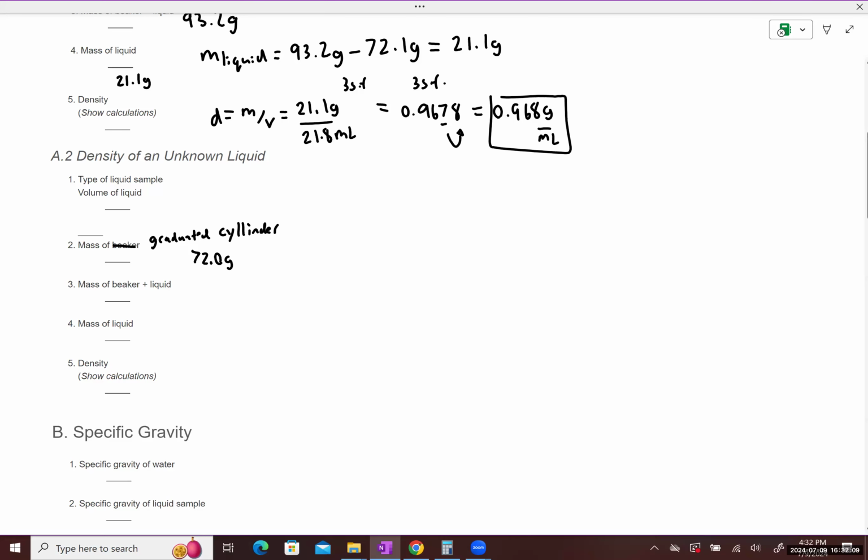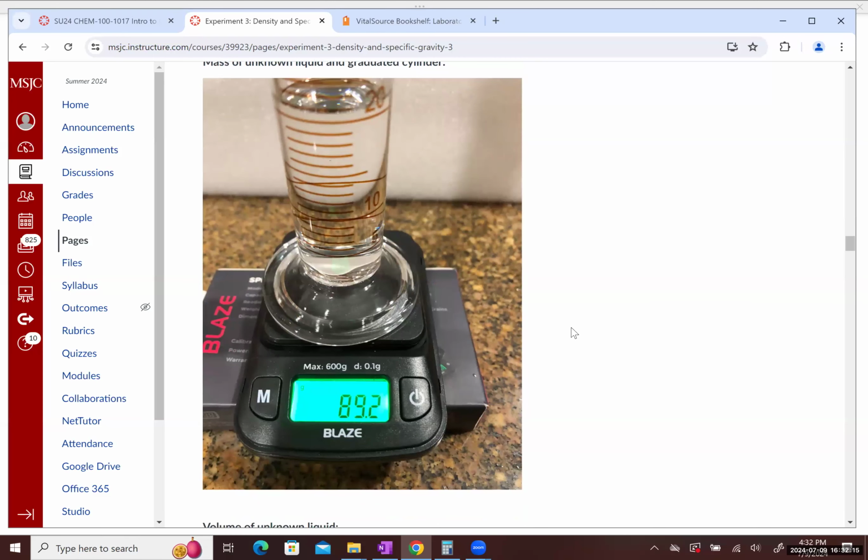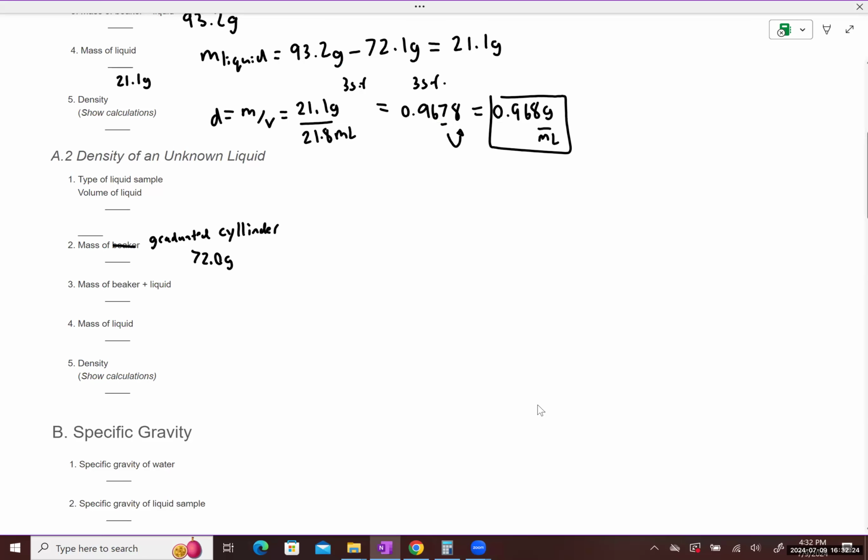Okay, now let's scroll down and let's look at the mass of the unknown liquid and the graduated cylinder. That is 89.2 grams. So let's record that. Okay, now let's look at the mass of liquid.